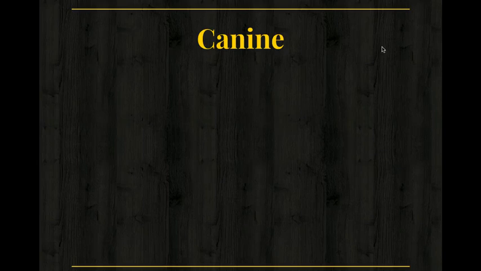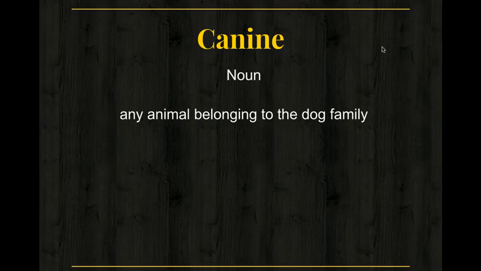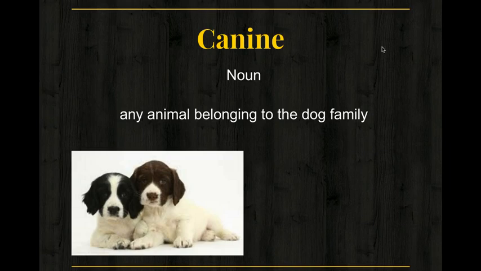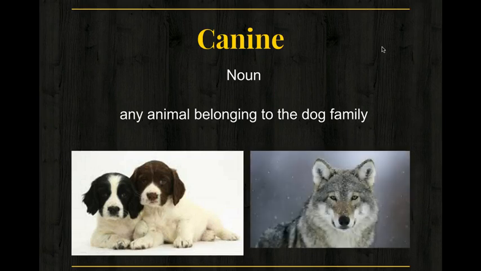Next word is canine. This is a noun, and this means any animal belonging to the dog family. An example of that, look at those cute little Springer Spaniel puppies. Just adorable. Those are canines. Then, of course, if you talk about animals belonging to the dog family, this is a picture of a gray wolf. And yes, that's a part of the dog family.